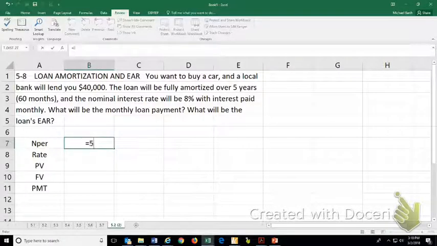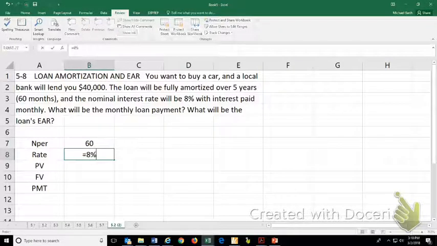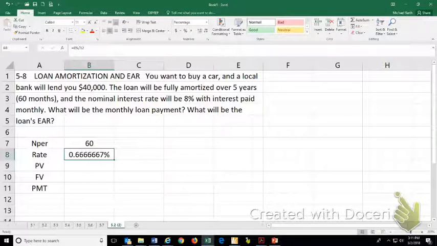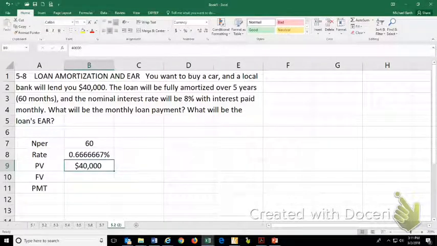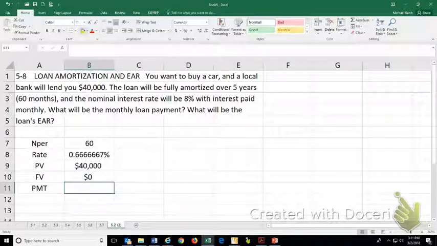Okay, so 5 years with 12 payments a year. That's 60 monthly payments. That's 8% a year, but divide that by 12, that's the monthly interest rate. And we need to start showing more decimal places than Excel is pre-programmed for, but that's okay. They're going to give you $40,000, so you have $40,000 of their money on day 0. You're going to completely pay off the loan, so the future value after you've made the 60th payment will be 0. And what you're solving for is the monthly loan payment.